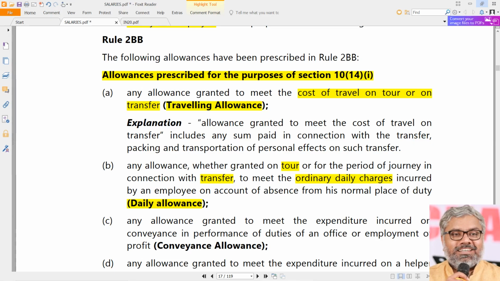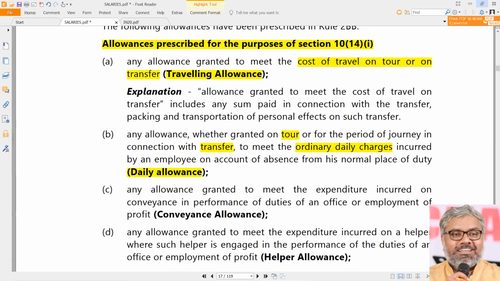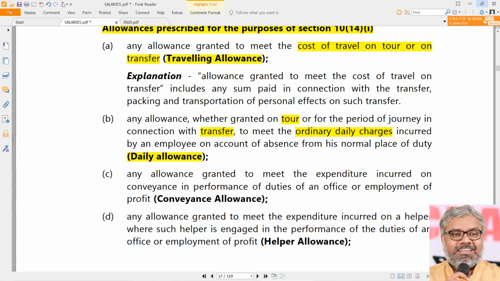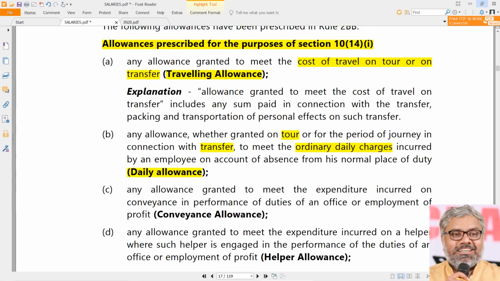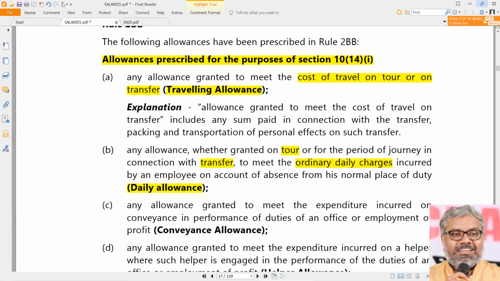If the second case, it is not an allowance. It will become a perquisite, and we are not talking about that. When we use the word allowance, that means money. So the employer gives some money to the employee to meet the cost of travel or to meet the cost of ordinary daily wages on tour, daily charges on tour or transfer. If that is the case, both of them are exempt. There is no limit here, no amounts mentioned anywhere in these provisions.